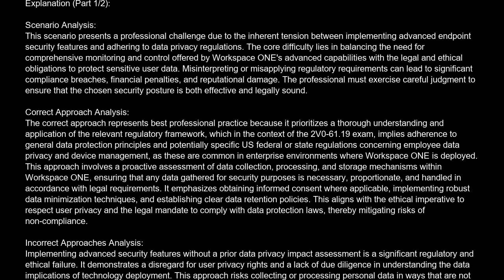Scenario analysis. This scenario presents a professional challenge due to the inherent tension between implementing advanced endpoint security features and adhering to data privacy regulations. The core difficulty lies in balancing the need for comprehensive monitoring and control offered by Workspace ONE advanced capabilities with the legal and ethical obligations to protect sensitive user data. Misinterpreting or misapplying regulatory requirements can lead to significant compliance breaches, financial penalties, and reputational damage. The professional must exercise careful judgment to ensure that the chosen security posture is both effective and legally sound.